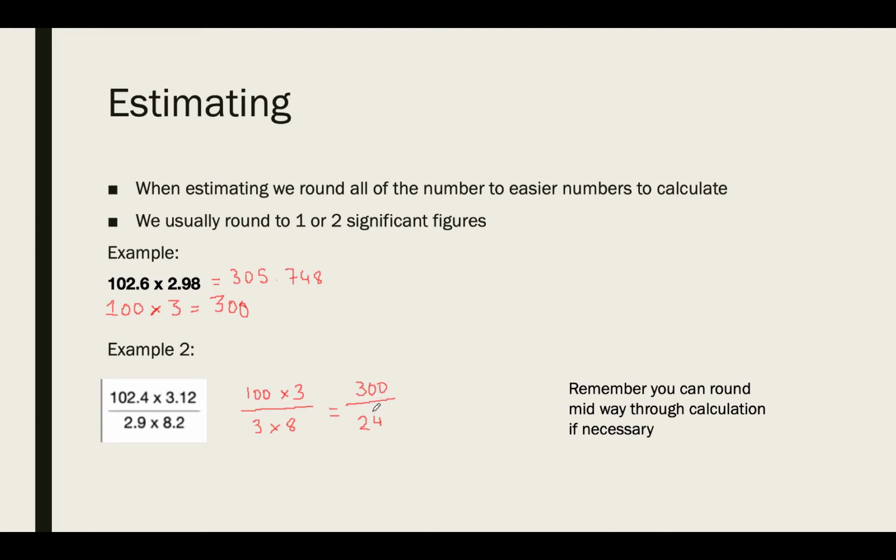300 divided by 24 is quite a difficult calculation to do. So what we can round this to is to the nearest 10, which would leave us with 300 divided by 20, which is quite easy to complete mentally, and we know the answer is 15.